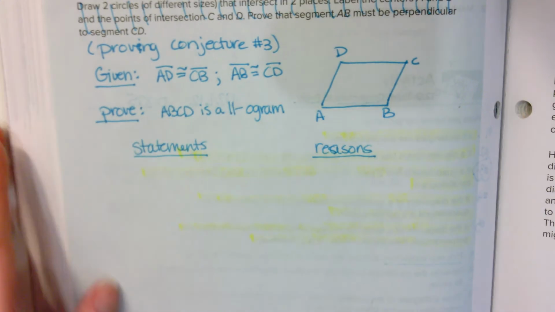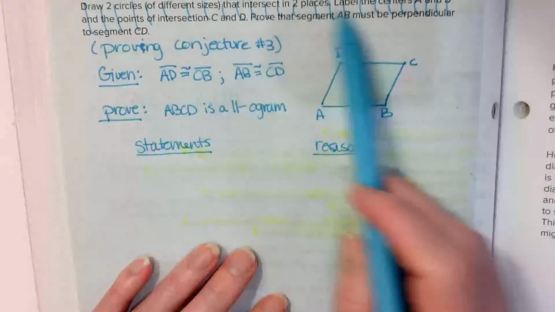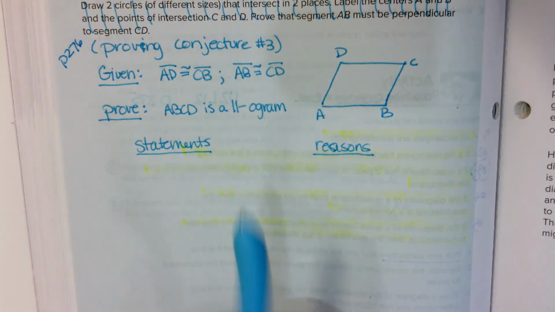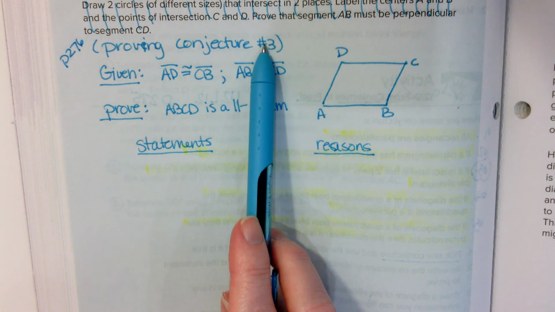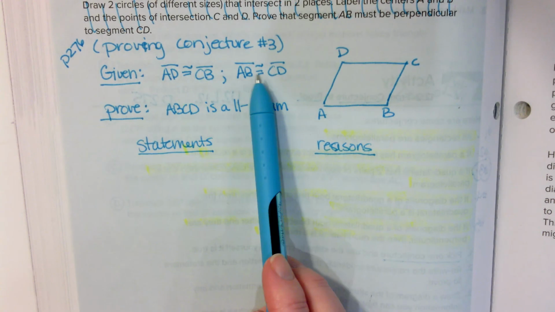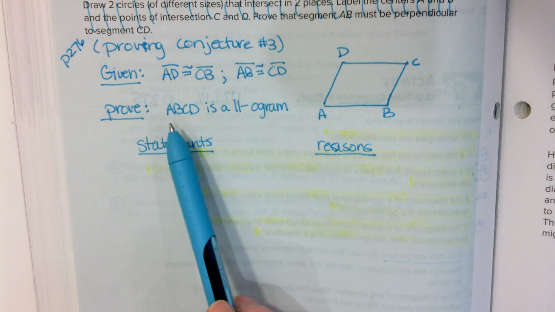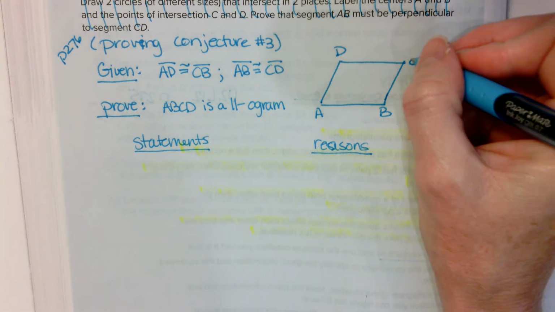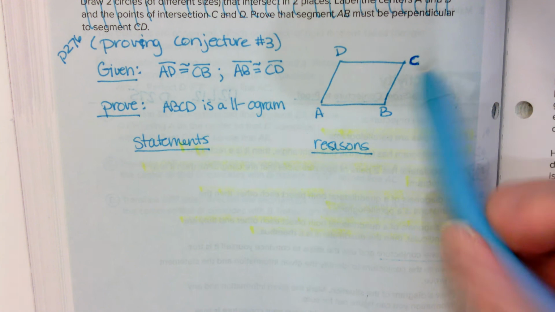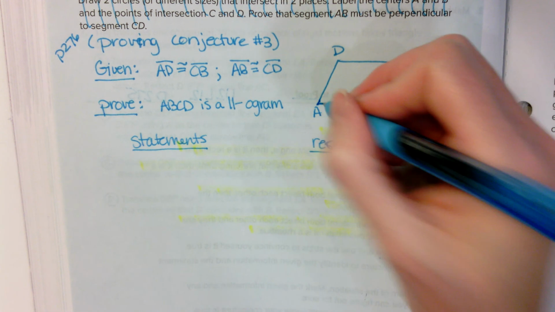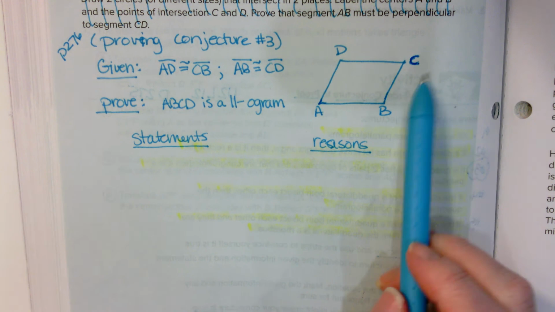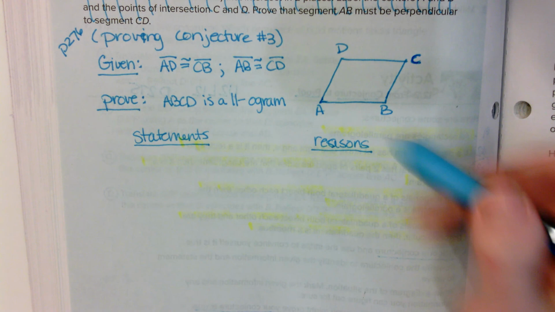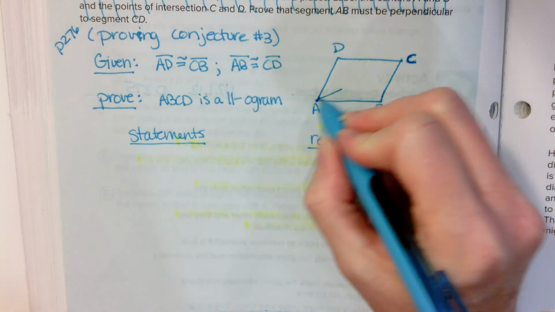So I just crossed out the words that were already there on page 276. And I set up my proof. So I'm proving conjecture number 3, and it said if the opposite sides are congruent, then it is a parallelogram. So the sketch that I made to go with this one is over here on the right. Draw it so it looks like a parallelogram. We don't know that yet, but draw it so it appears that way. I labeled it A, B, C, D counterclockwise. And I'd also like us to draw in diagonal AC.